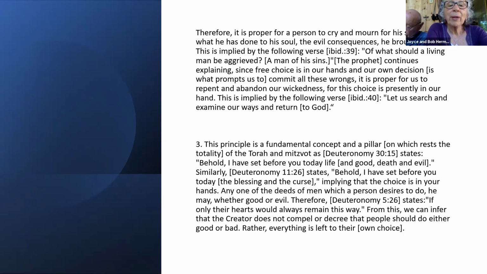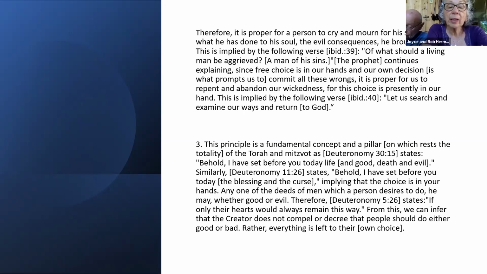This is implied by the following verse: let us search and examine our ways and return to God. Go on. Yep. This is Teshuvah, right? By the way, this is Teshuvah. This concept probably sounds familiar to you, right? This is Teshuvah, the return to the derech. So the return to the right path. Yeah, please, if you would.